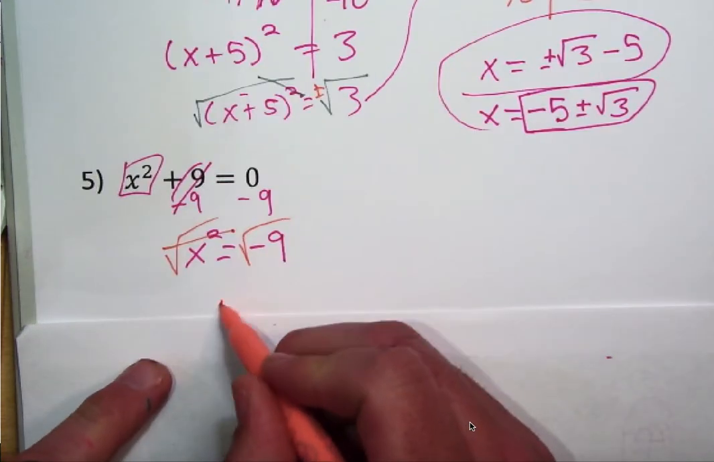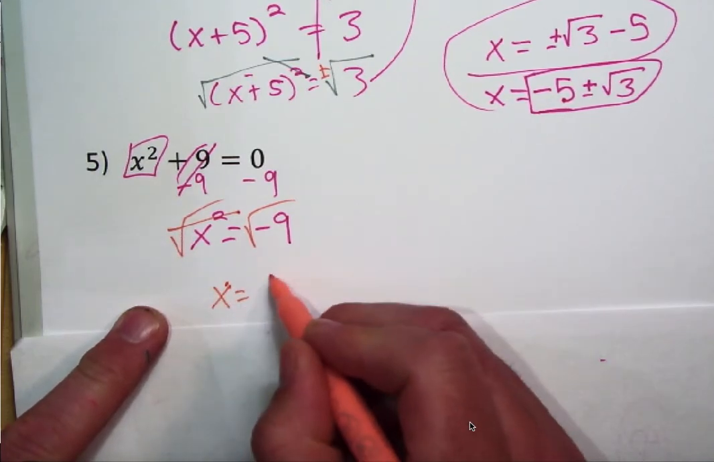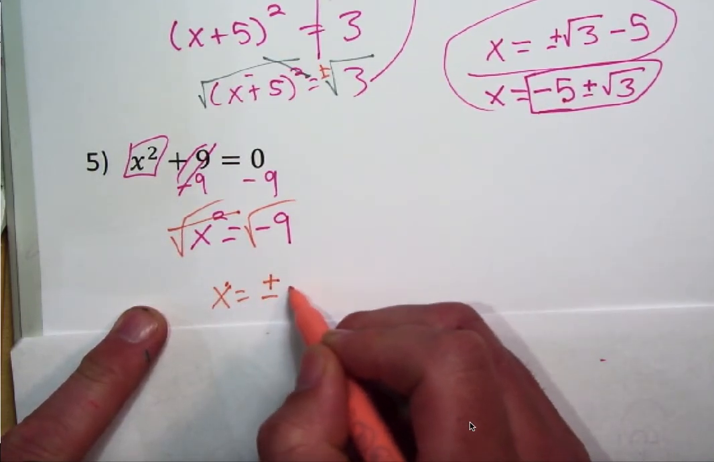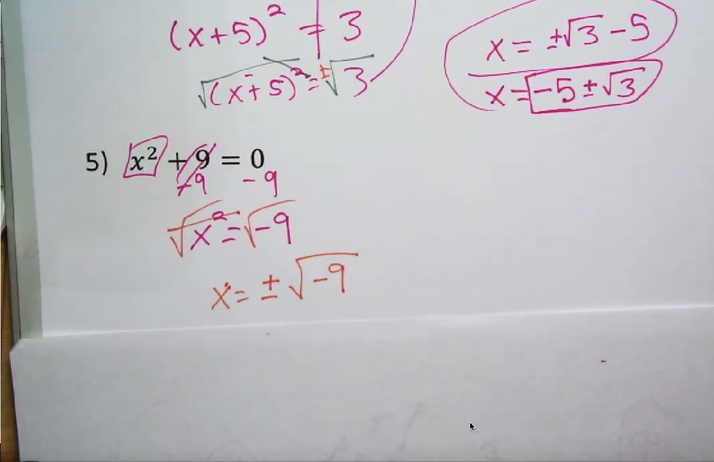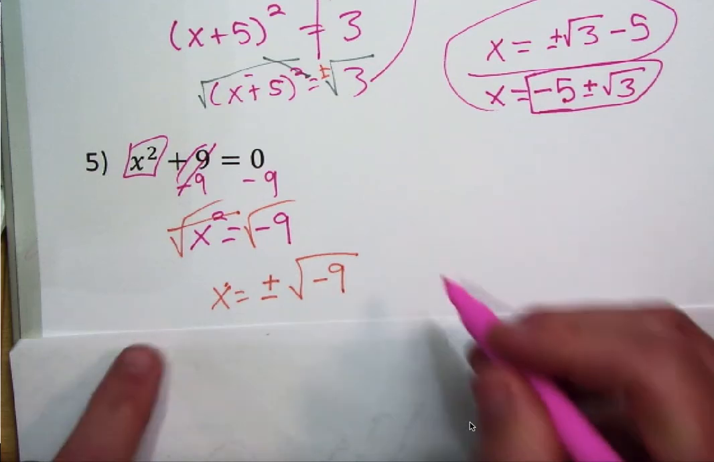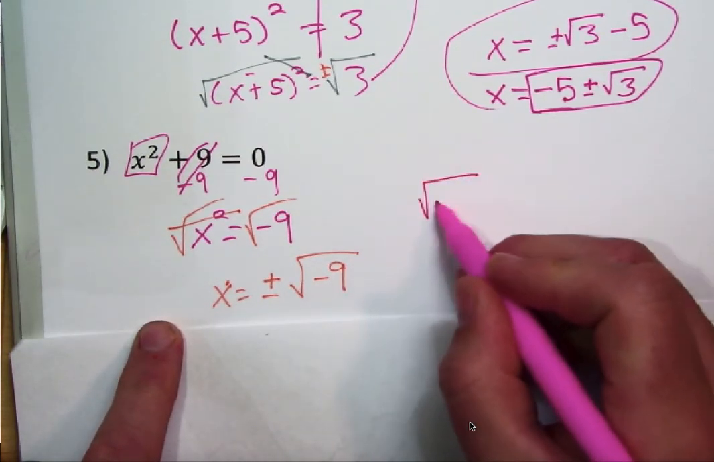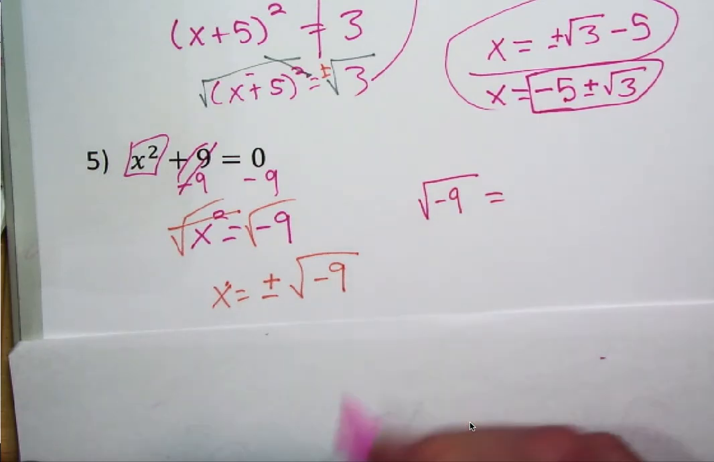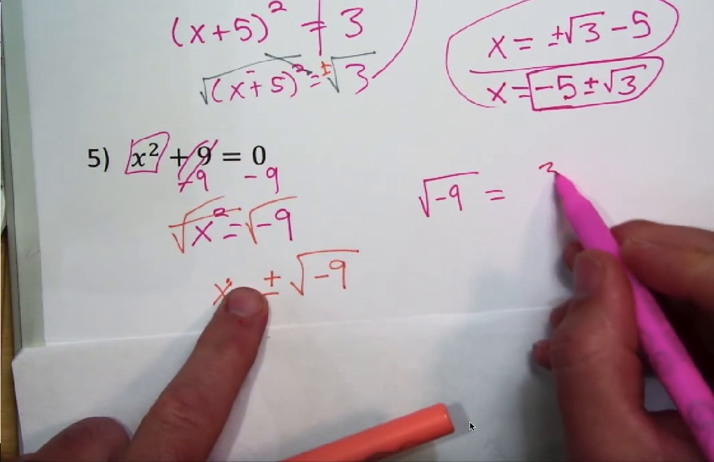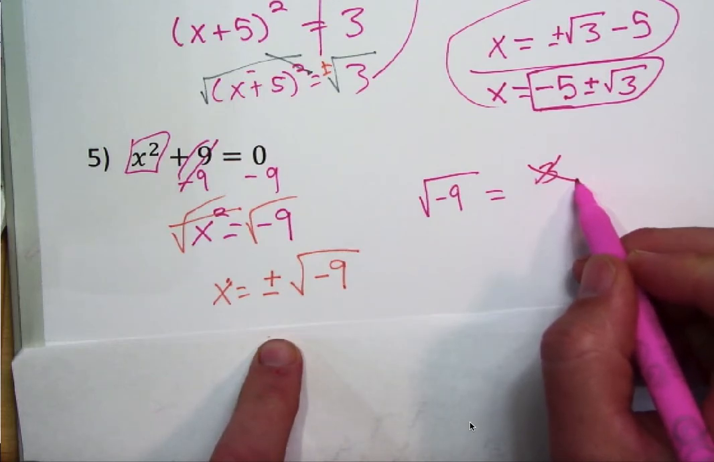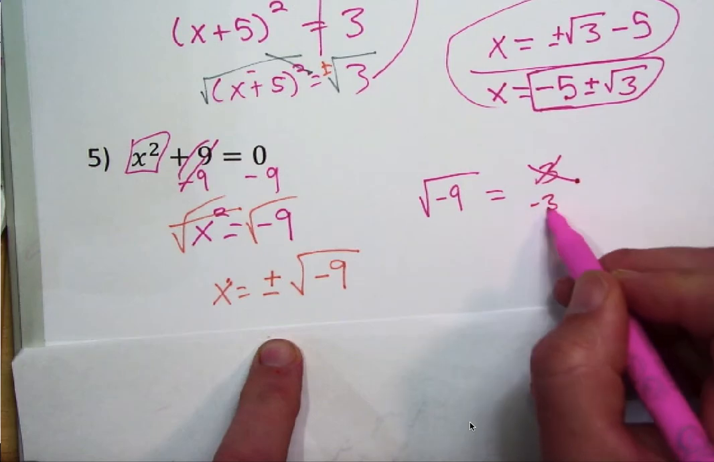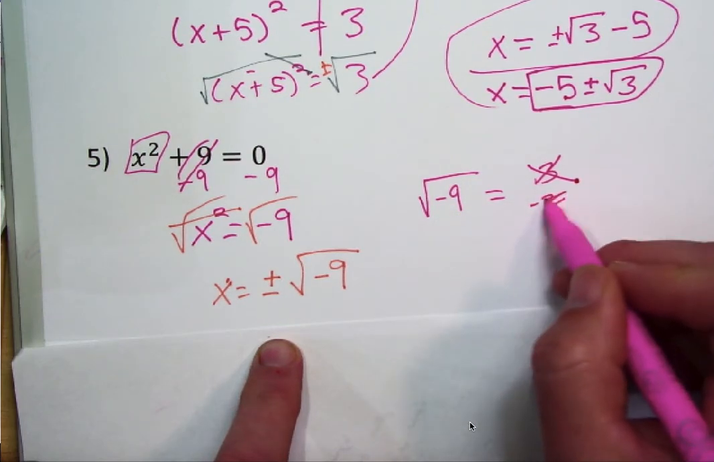And that cancels that out. And then x equals positive or negative square root of negative 9. Okay. Well, what is the square root of negative 9? What does that equal? Is it 3? Does 3 times 3 equal negative 9? No. Is it negative 3? Does negative 3 times negative 3 equal negative 9? No.